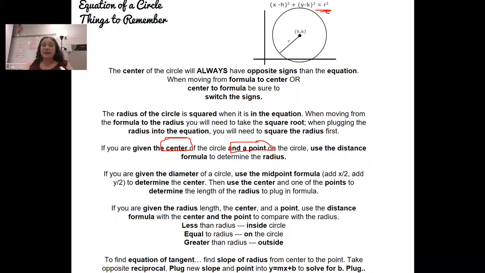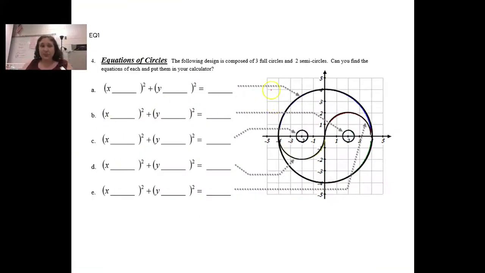If you are given the radius, the center, and a point, you're going to use the distance formula to see if it matches up. If it's less than the radius, it's inside the circle. Equal, it's on. Greater, it's outside. And then below is the formula for equation of a tangent. So let's take a look at this picture.